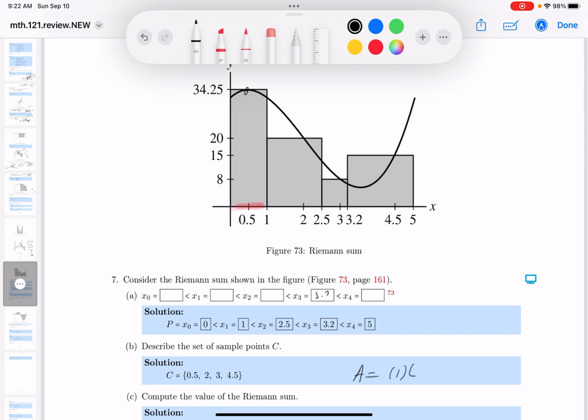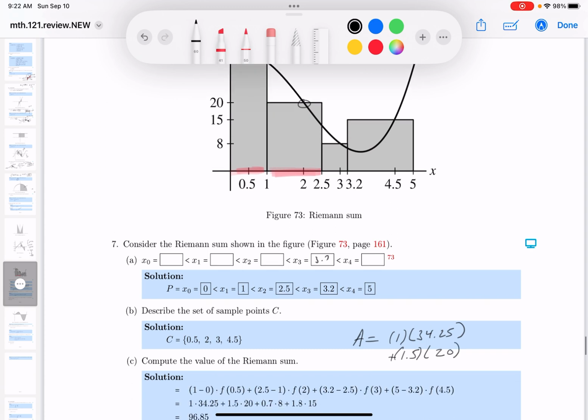What's the height of it? The height of that rectangle looks like 34.25. Let's do the next one, and I want to do the base. And the base there is 2.5 minus 1, which is 1.5. What's the height of that? Well, I'm looking over, it looks about 20.